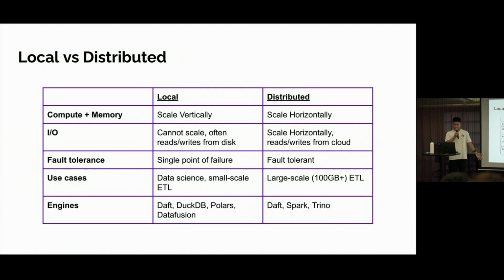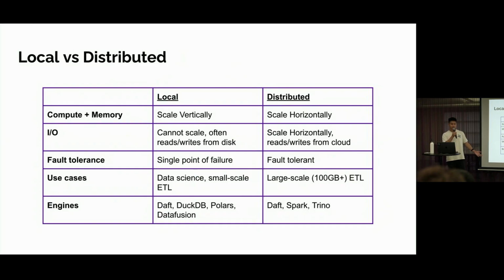So let's talk a little bit about trade-offs between local and distributed. Compute versus memory: if you're running on a single node, you want to scale vertically. If you're running on a distributed cluster, you can scale horizontally. On I/O, you're limited on a single node by your I/O resources. So if you're reading a lot of files, say 1 million files from S3, it's likely that you want to go distributed. Fault tolerance: local, no fault tolerance. Distributed, you get fault tolerance.